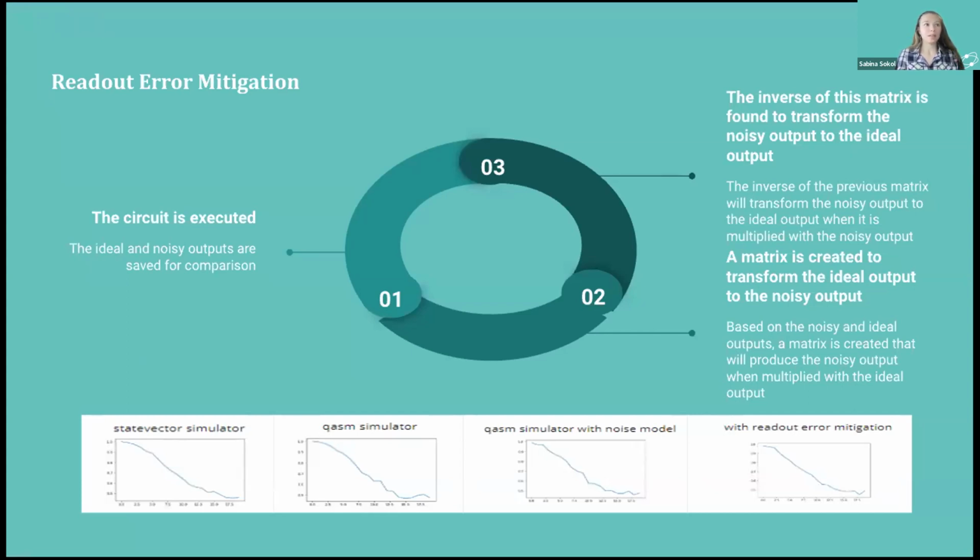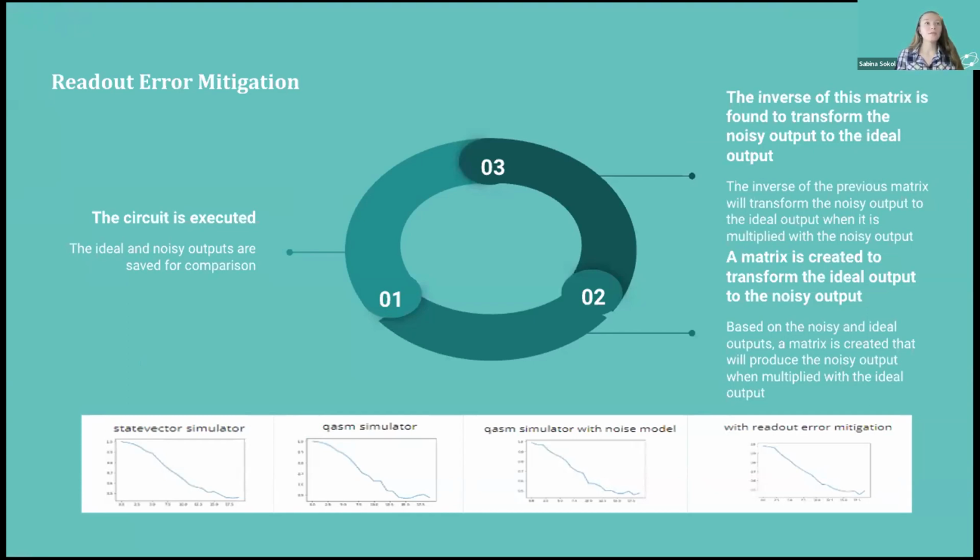If you're familiar with linear algebra, a matrix is then crafted that will return the noisy output when multiplied by the ideal output. And the inverse of that matrix is taken to create a matrix that, when multiplied by the noisy output, will result in the ideal output. So essentially, we're trying to reverse the noise with these matrices.